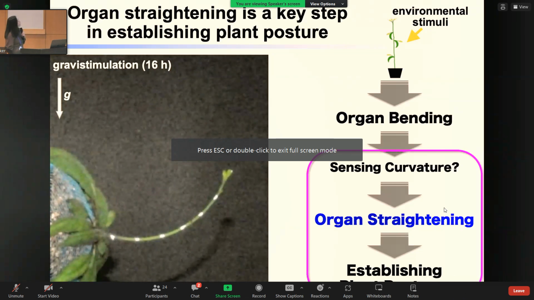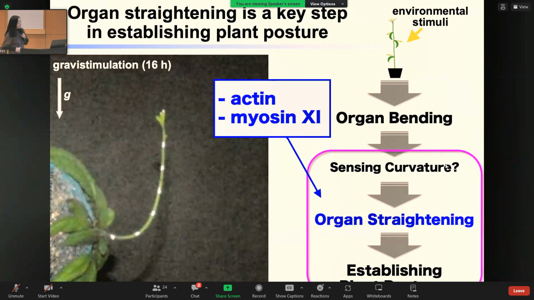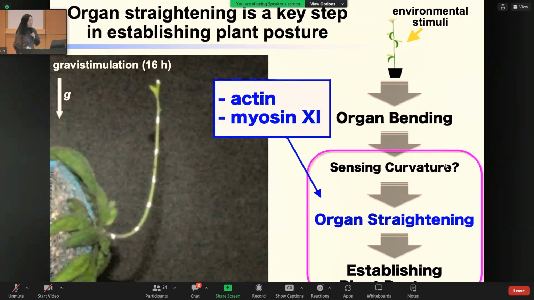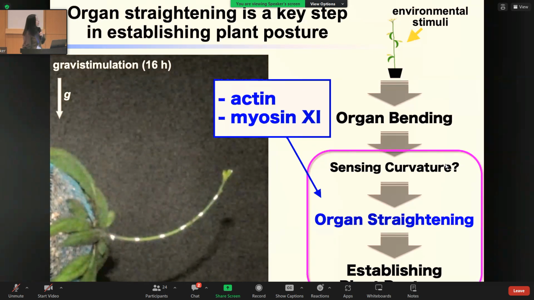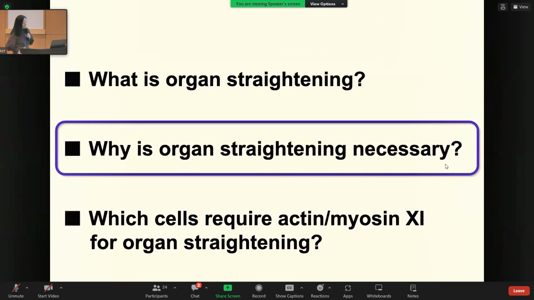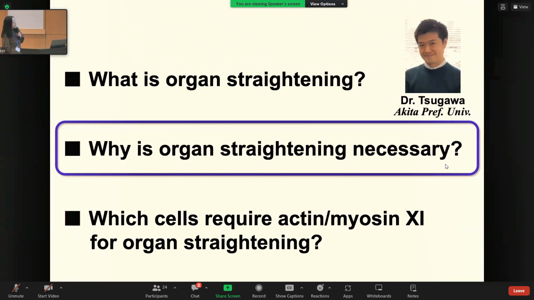It has been shown that actin and myosin 11 are required for the organ straightening. However, the substantial role and mechanism of organ straightening remain largely unknown. In the next part, I'm going to talk about the role of organ straightening from a mechanical point of view. This part was carried out mainly by our collaborator, Dr. Satoru Tsugawa from Akita Prefecture University.